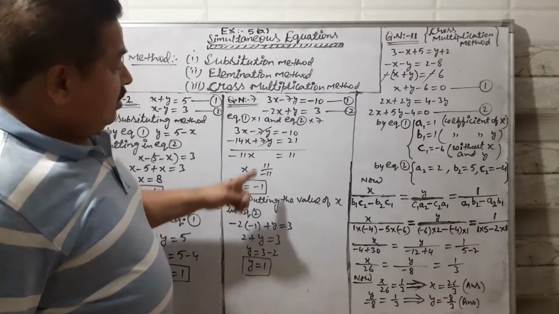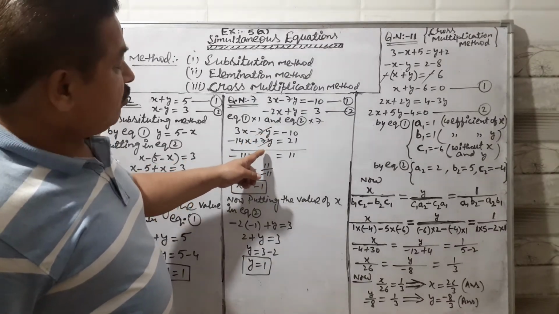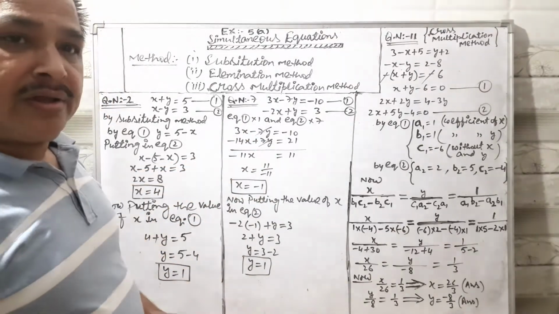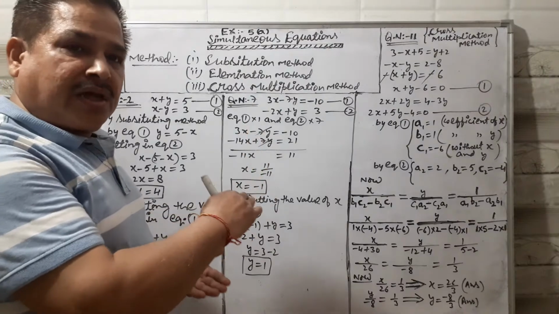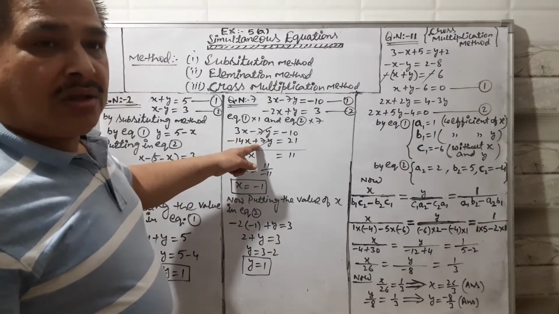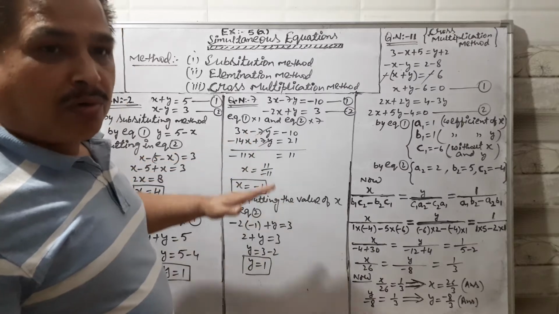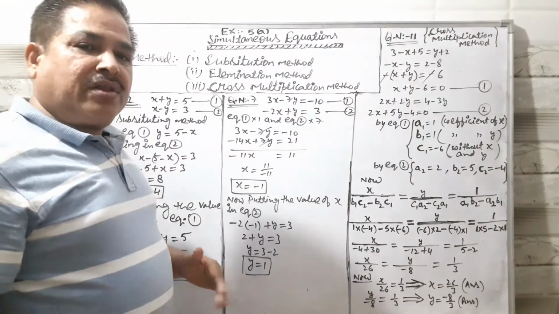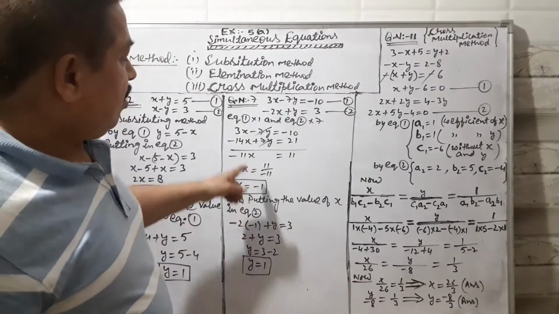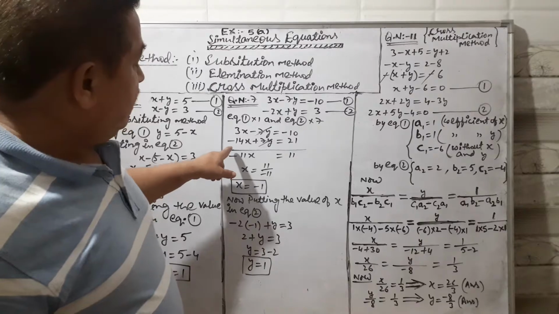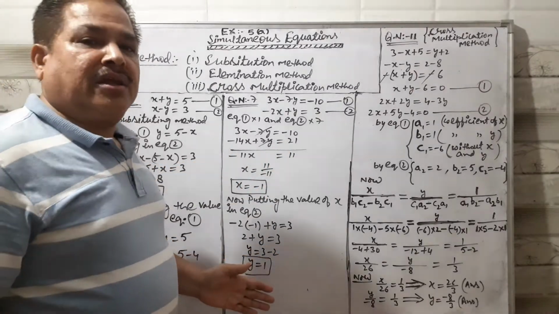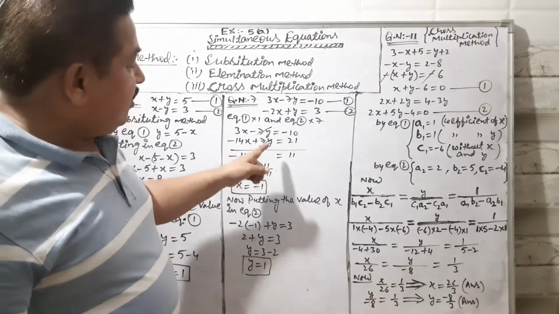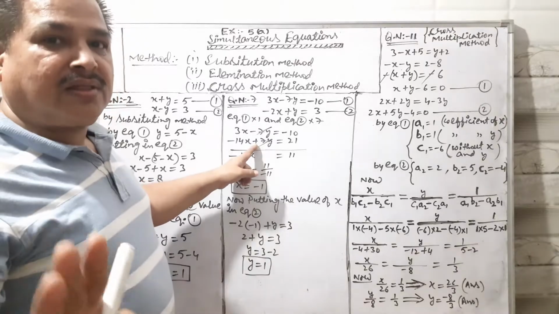Now, after that, cancelling the y terms. The y term is going to cancel. One is positive, the other is negative. Negative and positive always cancel, you know that. Suppose the signs are the same, one is positive and the other is also positive, or one is negative and the other is also negative. In such a case, you will change the sign of this equation. Otherwise, don't change the sign. If the signs differ from each other, do not change the sign. So here the signs differ from each other, so I am not changing the sign.